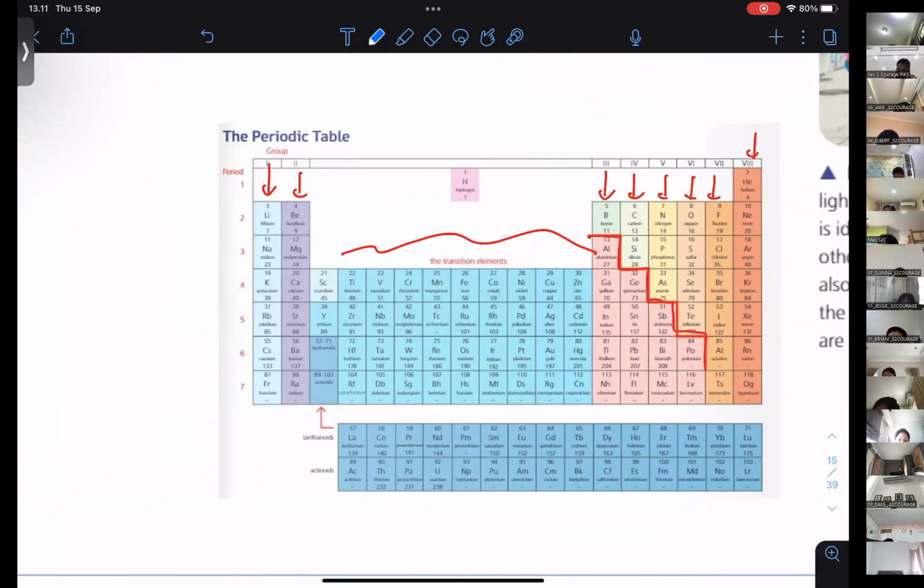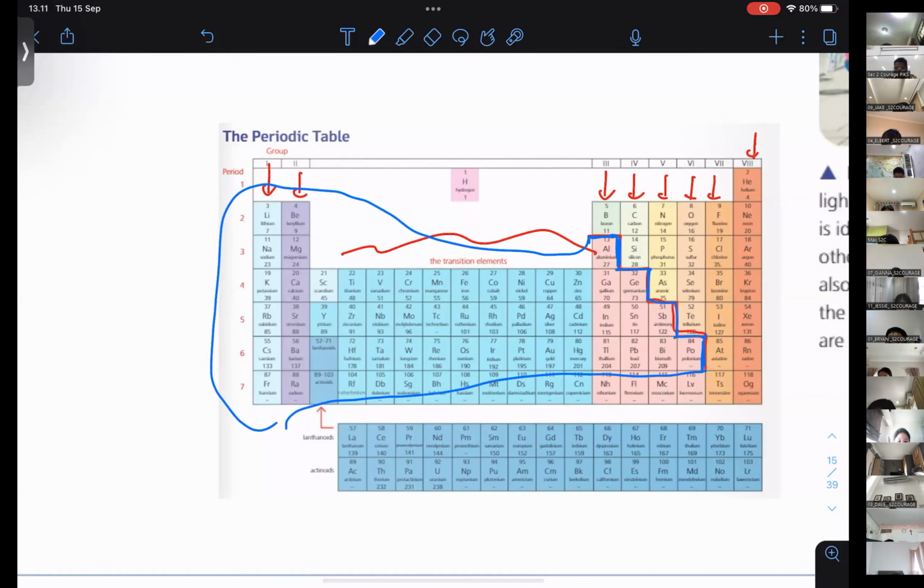Because it tells us that all of these are going to be considered to be metal. All these are metal, according to the ladder. All these are considered to be non-metal. The ladder will help us to tell which one is metal, which one is non-metal.